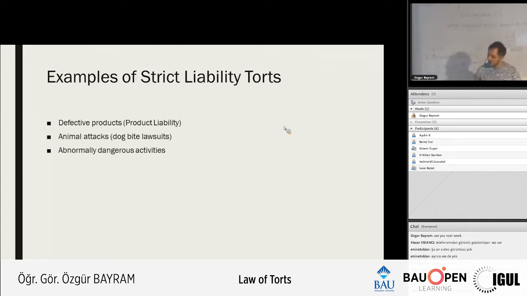Drink driving, for example, when you drink alcohol and still go drive the car, you are most likely to be at fault. I think so, yeah.